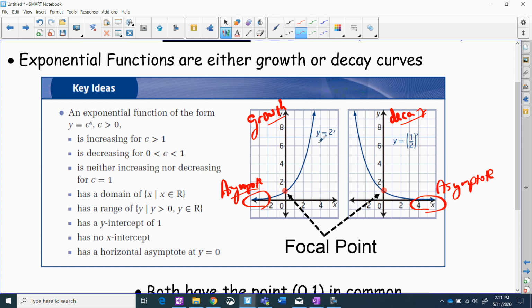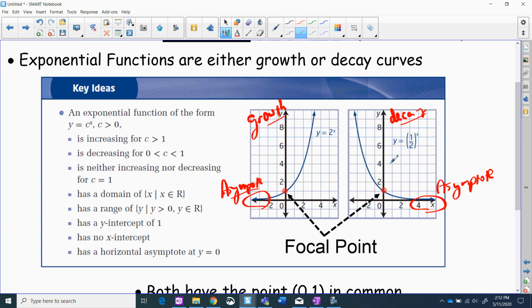So the c here, or the base, and this one is 2. The base in this one is 1 over 2. So you can see the difference here. If your base, c, was more than 1, we got growth. If the base was between 0 and 1, you end up with what's called decay, or a decreasing function.